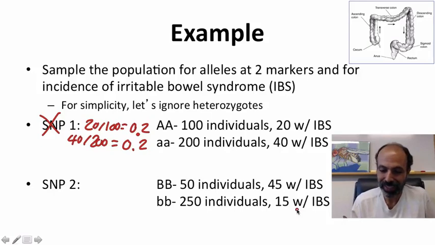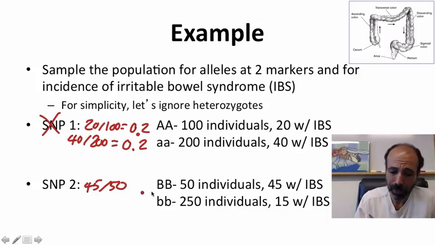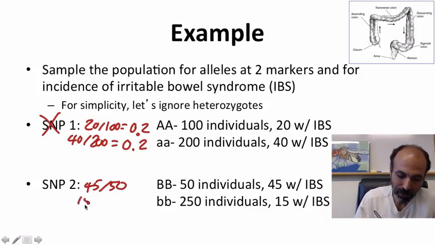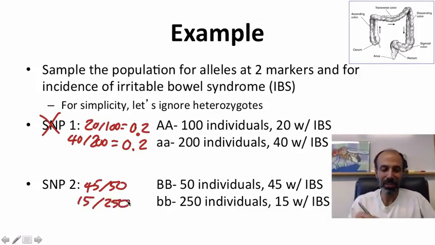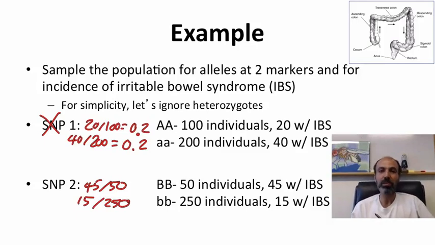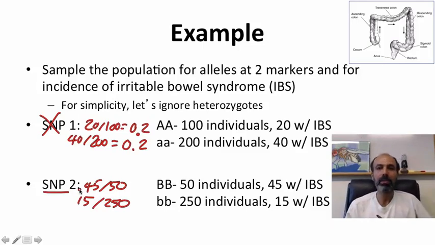Well, let's look at this now. In this case, we have 45 over 50 for a big B. For a little b, we have 15 over 250. That's a huge difference. You can do the math there. That's a huge difference between those two types. So in this case, we can say that the genotype at SNP2 is associated with irritable bowel syndrome.